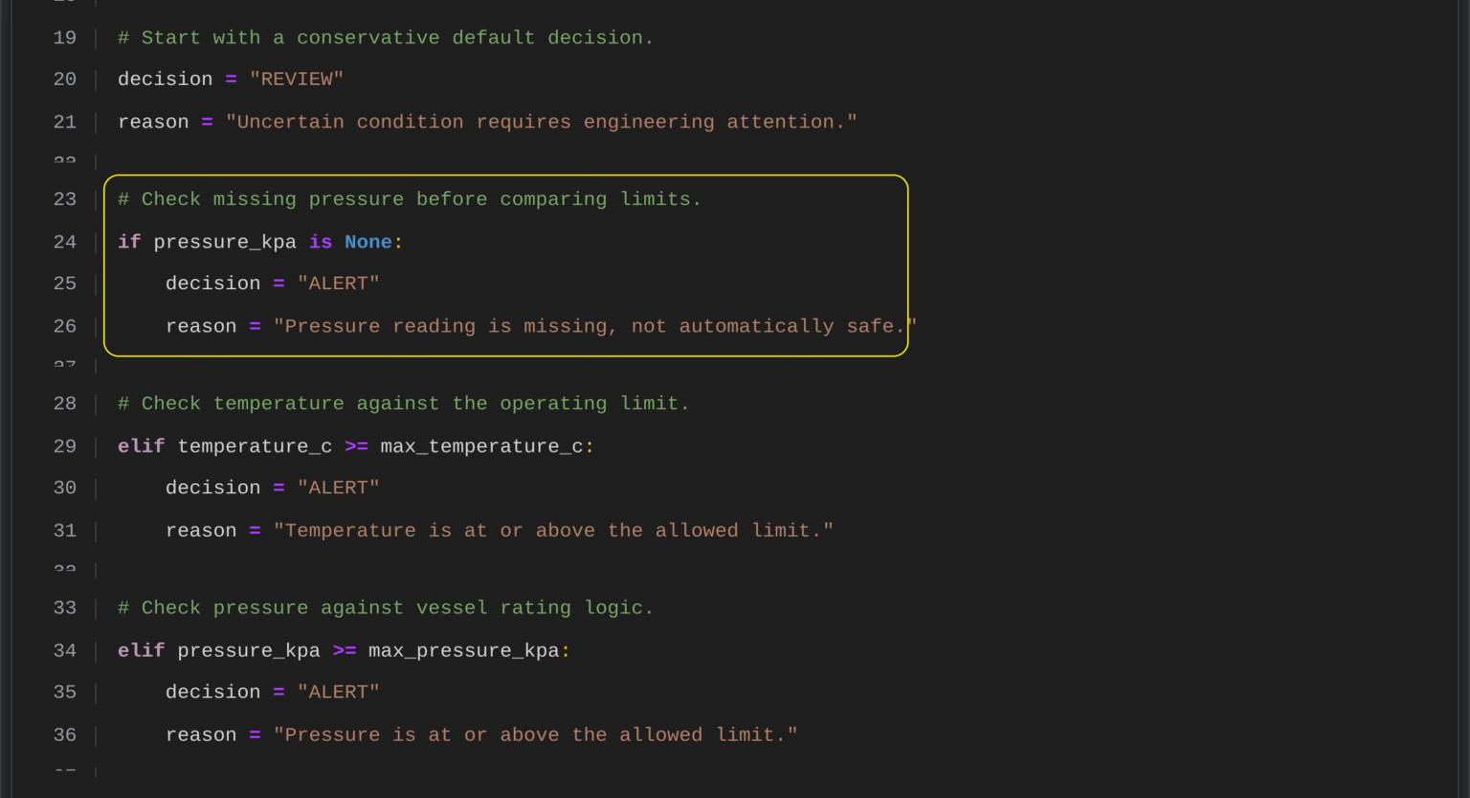The system first checks whether the pressure reading is missing. If no reading is available, it cannot assume the situation is safe, so it raises an alert. The alert reason is that the missing pressure value needs immediate attention.